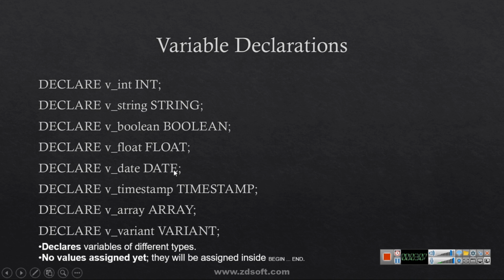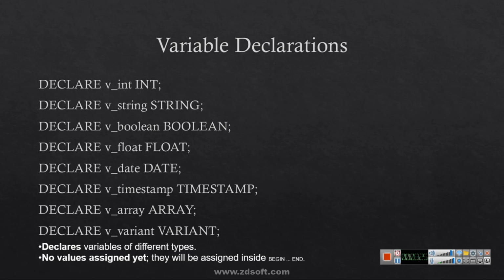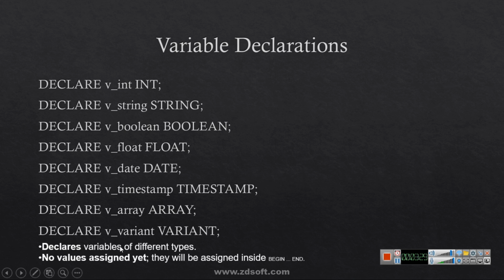For the date data type it will be DECLARE v_date DATE. For timestamp it will be the variable name followed by the TIMESTAMP data type. For array it will be DECLARE v_array ARRAY. For storing different data like JSON, we use the VARIANT data type, so it will be DECLARE v_variant VARIANT. So here we are declaring variables of different data types, and we are not assigning any values.